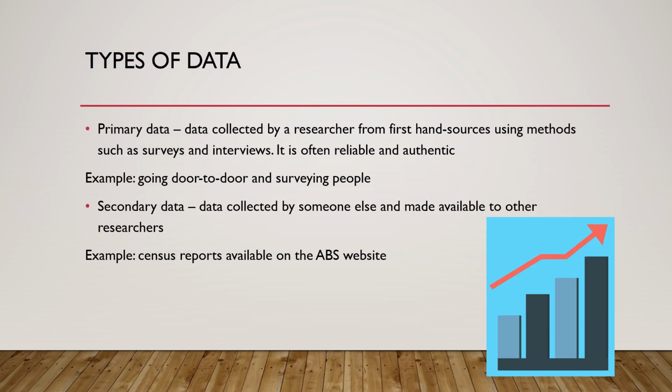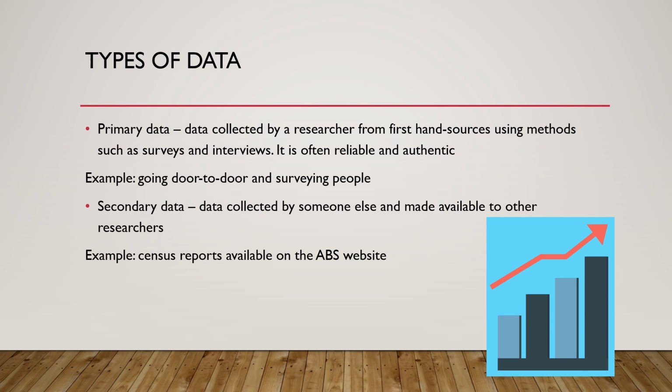Different types of data. So here we have primary data and we have secondary data. It's really important to understand the difference between them both. This overlaps a little bit with your humanities subjects, in that we look at primary sources and secondary sources. Similar concept. Primary data is data that's collected directly by a researcher from first-hand sources using methods such as surveys and interviews. It's often reliable and authentic.